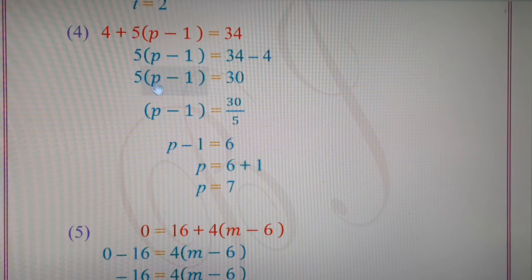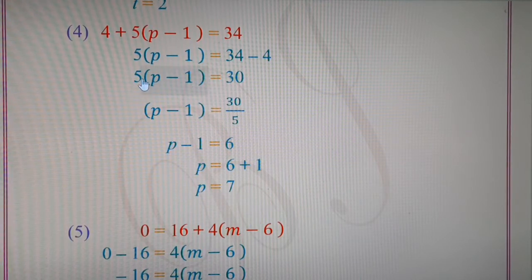So when 5 and the bracket are written together, we have to assume that 5 is multiplied with the bracket. Hence the opposite rule of multiplication is division. So multiply 5 will go in divide 5, or multiply 5 will go in the denominator below 30. So 30 upon 5 will be our fraction in the next step, and this we can solve further.